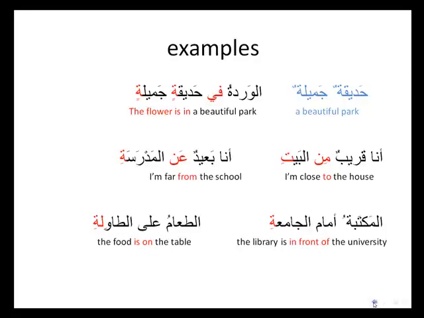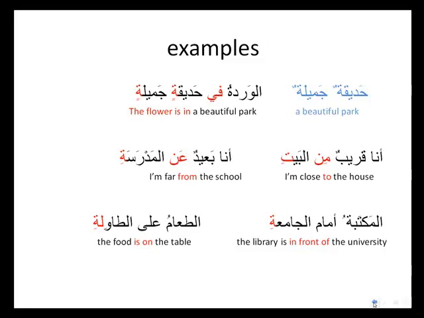We have some examples here. If you look at the right-hand side corner, we have hadiqatun jamilatun, a beautiful park. Nothing has happened to this sentence. It's showing its normal double dhammas too. It's not even a sentence, it's just 2 words put together.